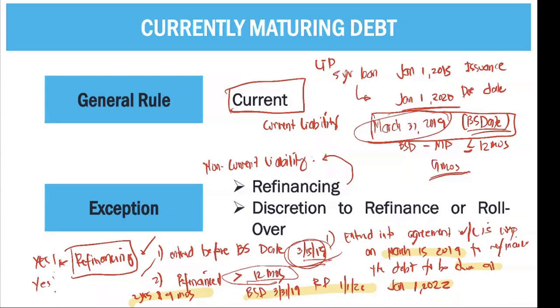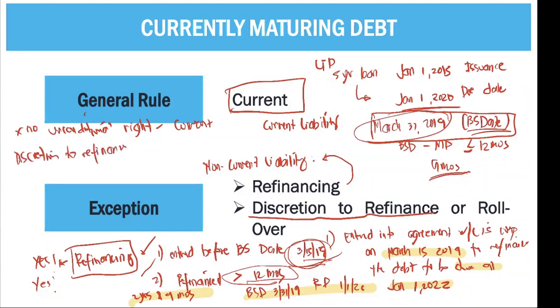How about the second one? Discretion to refinance or roll over. Do you still remember what we have said a while back? You have unconditional rights. So if no unconditional right, what is the treatment? It is considered current. What is this discretion to refinance? When we say discretion to refinance, it means you have unconditional right.